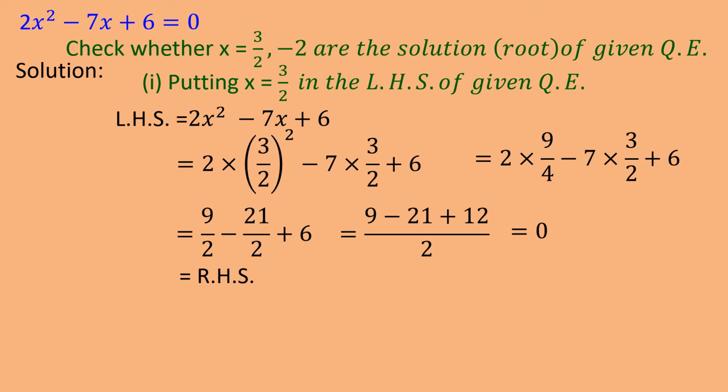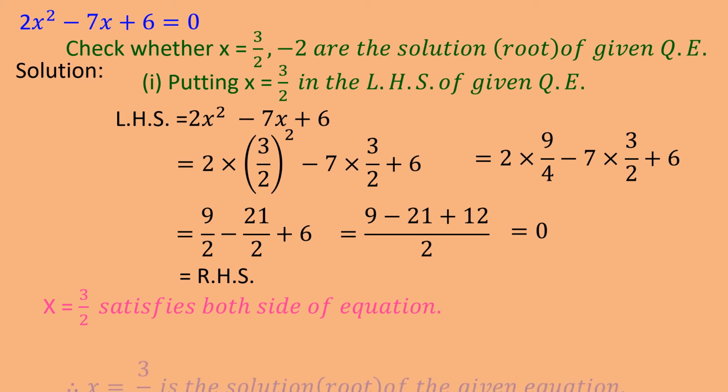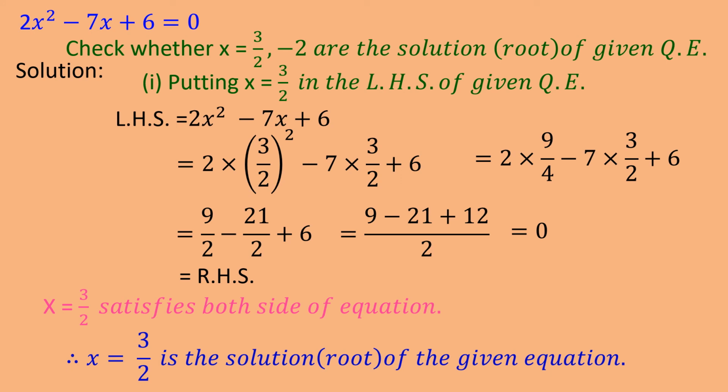That means x equals 3 upon 2 satisfies both sides of the equation. Therefore we can say x equals 3 upon 2 is the solution, or you can say root, of the given equation. I hope it is clear. Keep in mind how you have to write down this method, so that you do not lose any marks in the final exam. Now let us check the second value.